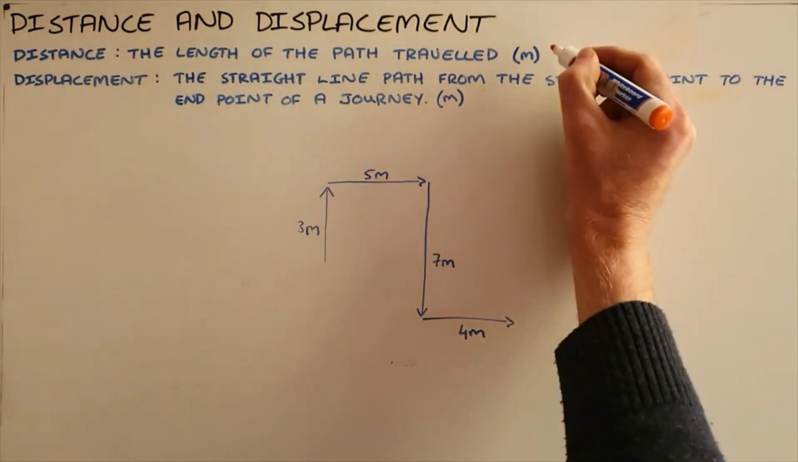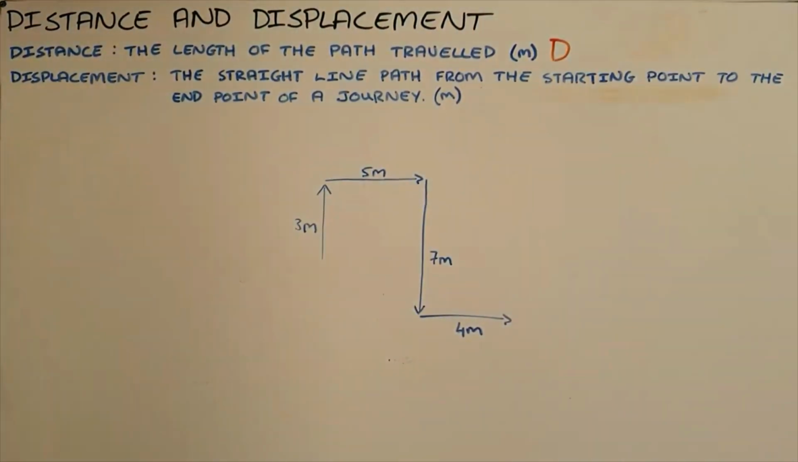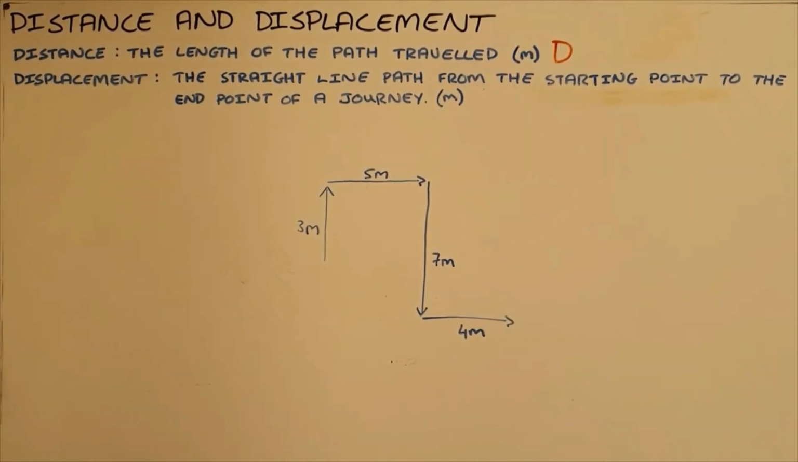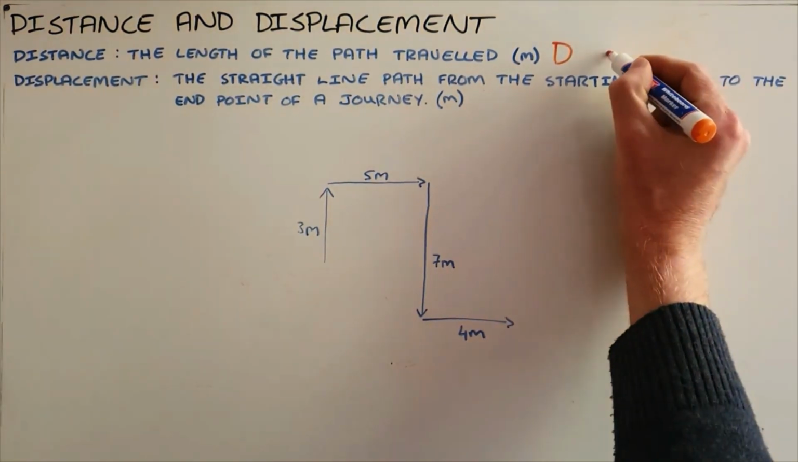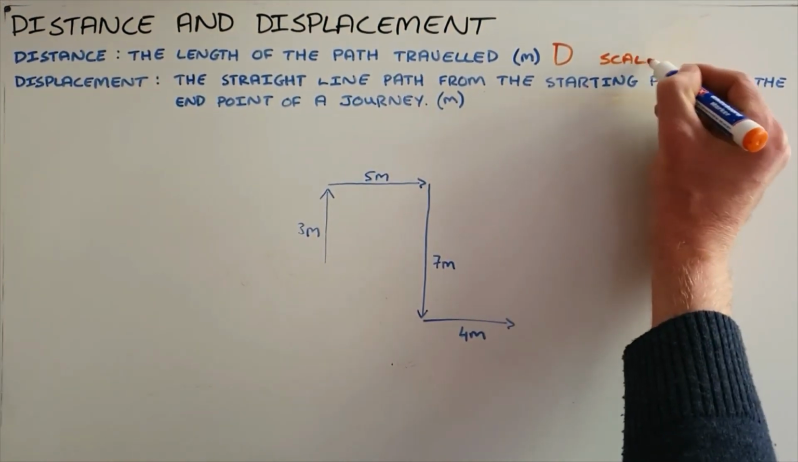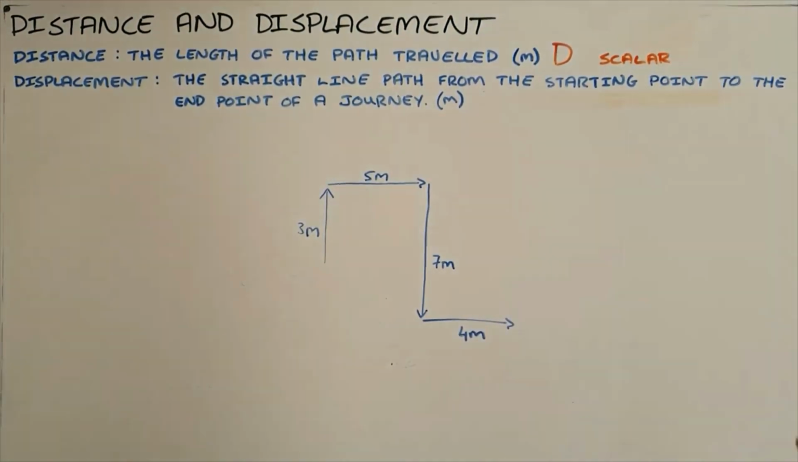Distance has the symbol uppercase letter D and is defined as the length of the path traveled, and it is measured in meters, and it is a scalar quantity, meaning that it has magnitude only.